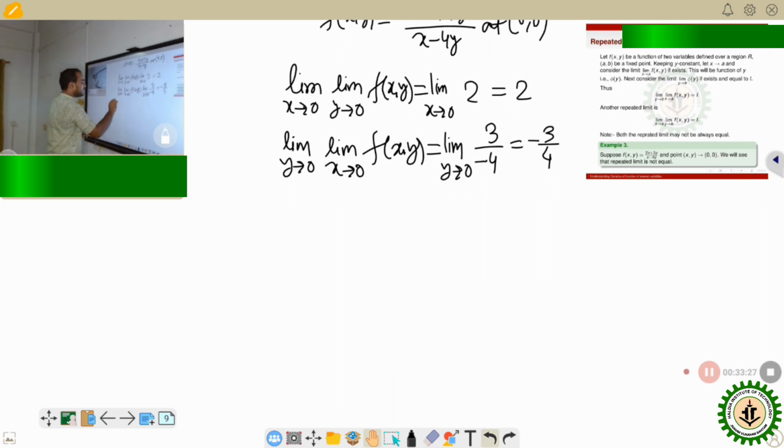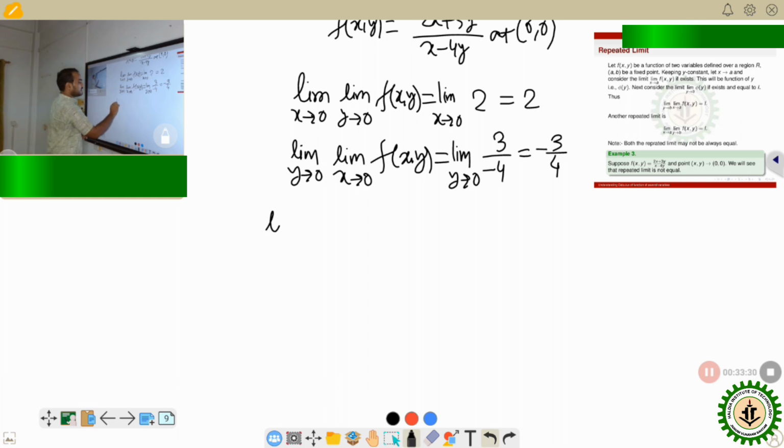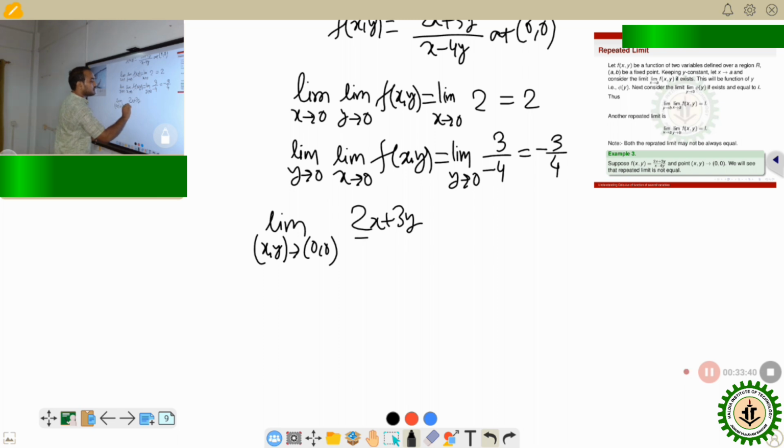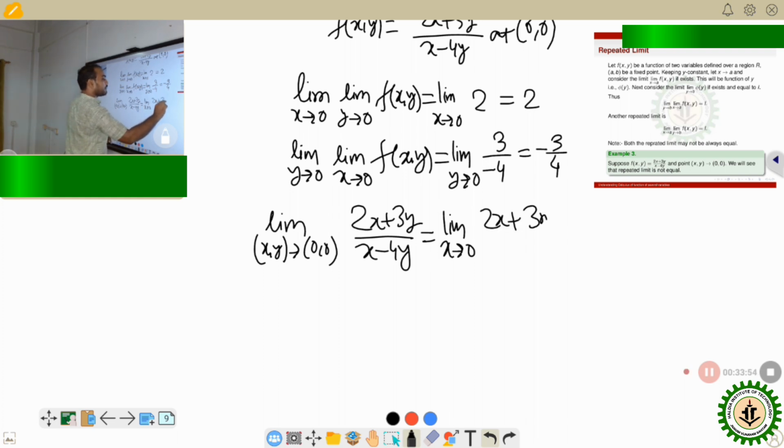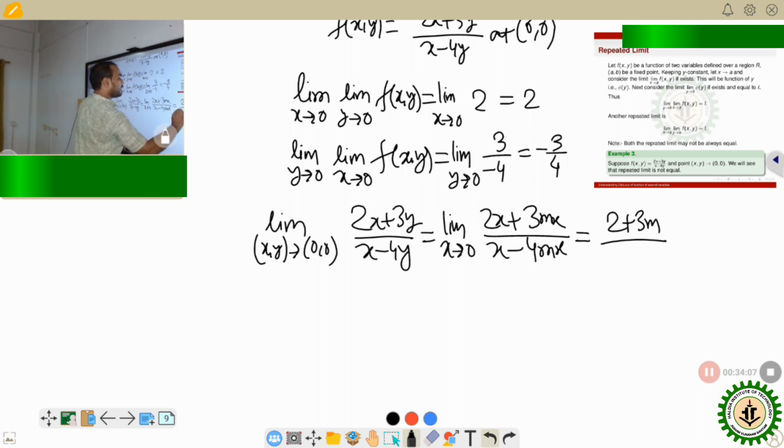So if we approach directly, that is limit x,y tending to 0, 0 of 2x plus 3y over x minus 4y, will be basically limit x tending to 0 of 2x plus 3mx by x minus 4mx, and that is exactly equal to 2 plus 3m by 1 minus 4m. And why is m here?